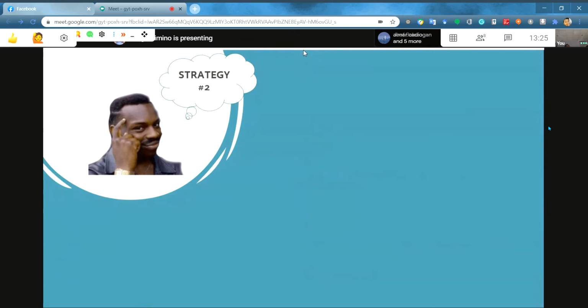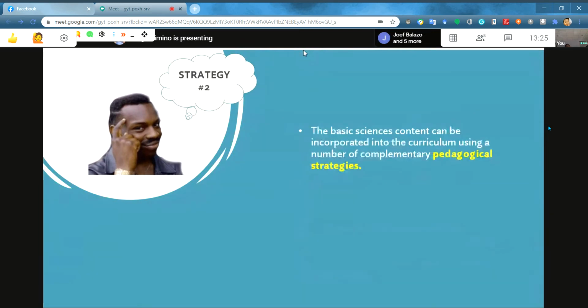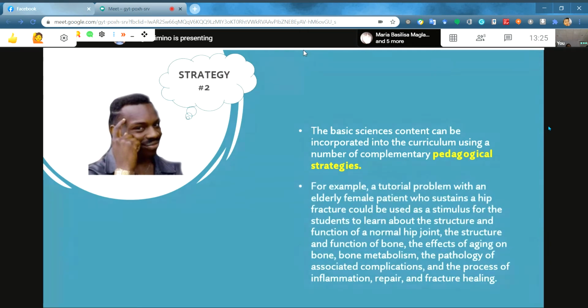Okay, so strategy number 2. Basic sciences content can be incorporated into the curriculum using a number of complementary pedagogical strategies. So, for example, a tutorial problem with an elderly female patient who sustains a hip fracture could be used as a stimulus for students to learn about the structure and function of a normal hip joint, the structure and function of bone, the effects of aging on bone metabolism, pathology, complications, and the process of inflammation, repair, and fracture healing. So these are their strategies on how students are going to learn.